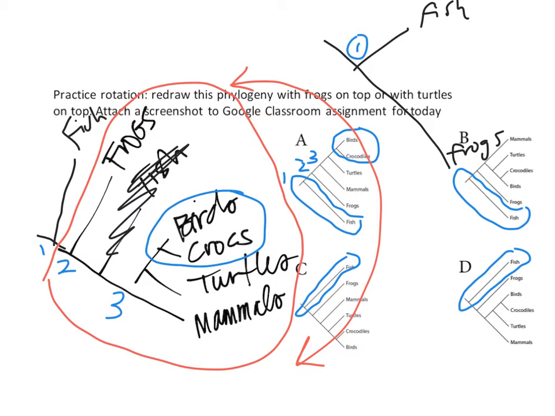Okay, so what branches next? We got fish and frogs. So we need to have the clade with the other 4 species. So you could put mammals there. You could have turtles, birds, and this is just one example. There are a lot of ways to do this.